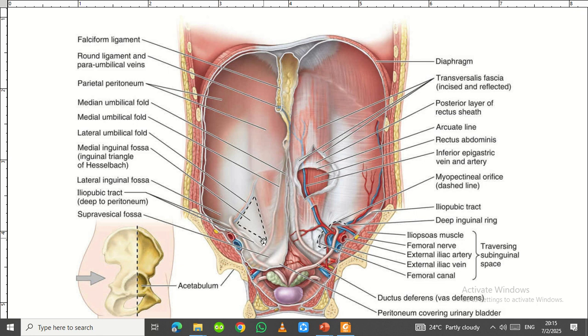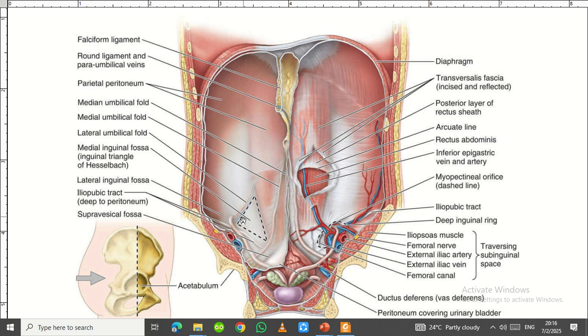So take note. The medial border is made by the linea semilunaris of the rectus abdominis, or just the lateral edge of the rectus abdominis. You can actually see this is the rectus abdominis, and this lateral edge is called the linea semilunaris, also called the lateral edge of the rectus abdominis, which forms the medial border of the Hesselbach triangle.